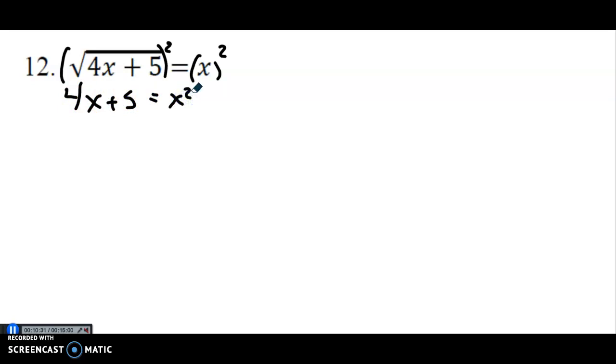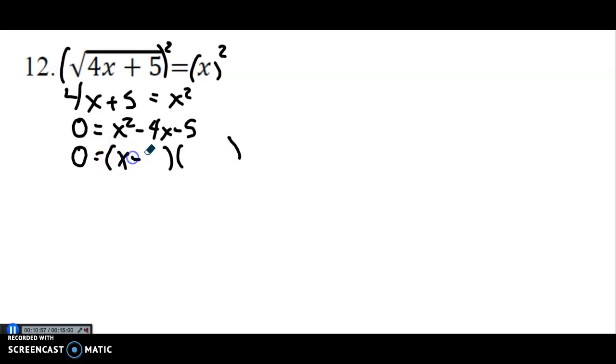And again, what I have here is a squared variable, which means I have to factor. So setting everything equal to 0, I'm going to get x squared minus 4x minus 5. The method for factoring here is going to be product sum. So I'm looking for two numbers that multiply to give me negative 5 and add to negative 4. That's going to be negative 5 and positive 1. And my solutions will be positive 5 or negative 1.